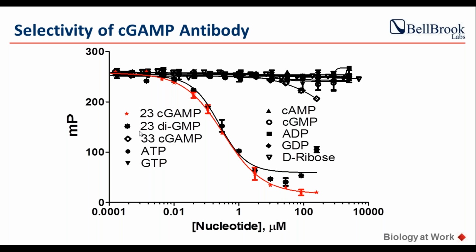But we also noticed that the antibody can identify the 2,3-di-GMP with almost the same affinity as 2,3-GAMP. So we did see that, but the linkage is very important because when we tested 3,3 cyclic GAMP, you can see that the antibody does not recognize the 3,3 linkage, but specifically recognizes the 2,3 linkage. So that was good to know.